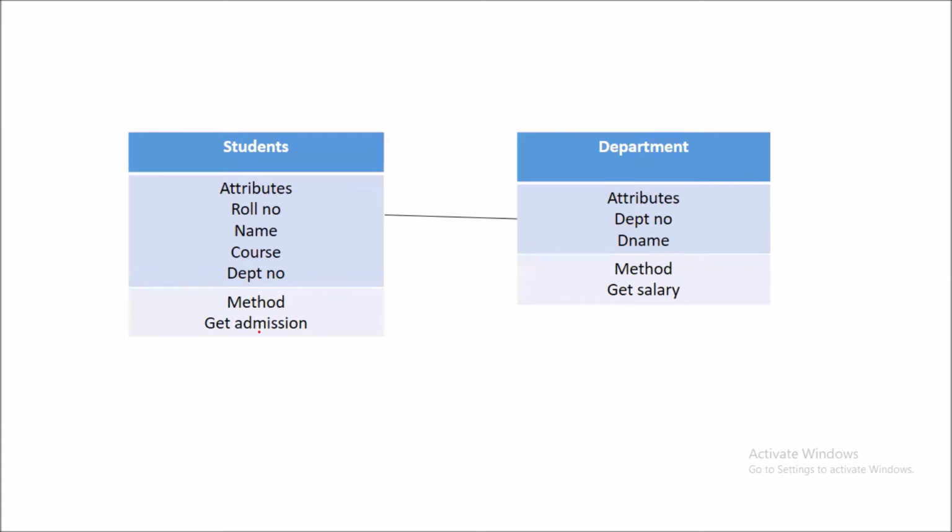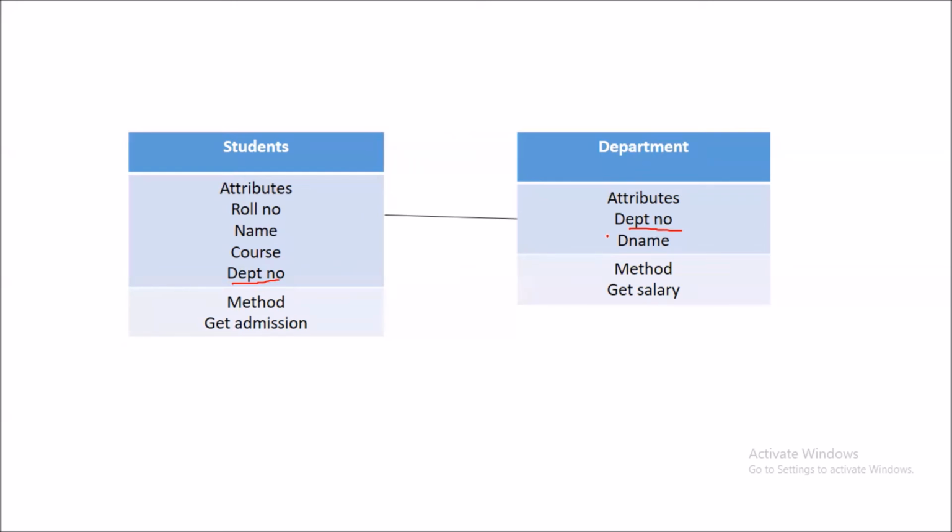And the methods that are performed by an object are stored in this single object, and these two objects are connected through a common attribute. So here the common attribute is department number. These two objects are connected through the common attribute, which is department number. So the communication between these two objects is done with this common ID. I hope you understand.